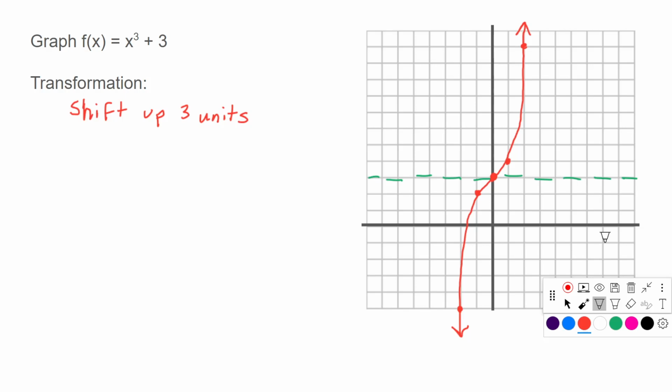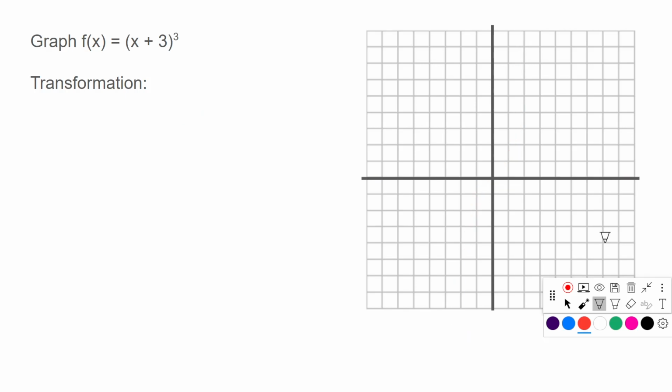Let's take a look at our next one. Here we're adding 3 before we cube. That means we're going to shift to the left, because if I wanted this to equal 0, x would have to be negative 3. So this is going to shift to the left three units.